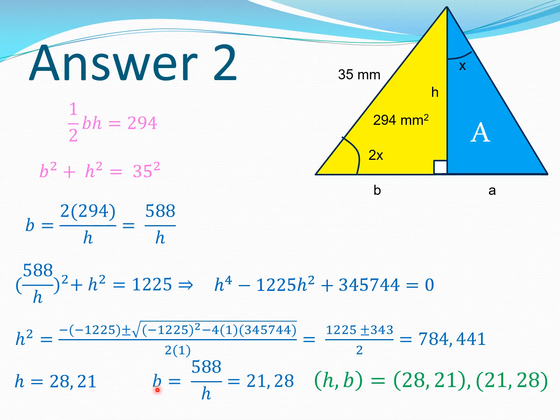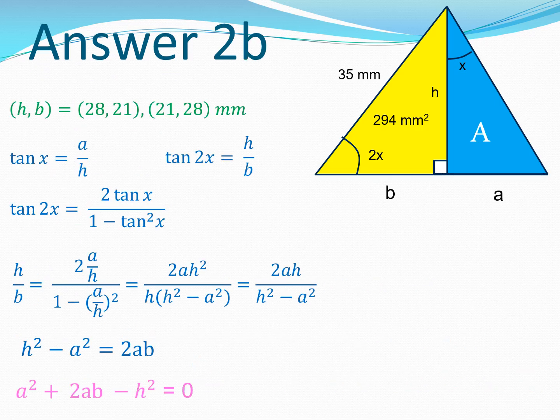Now, of course, I can immediately go back to my equation and write b is 588 by h, which is going to give me 21 and 28. So essentially, I have obtained two solutions, that HB is actually a pair. It could be 28, 21, or it could be 21 and 28. Now we need one more equation, because we have found b and h, but we still need to find a. Somehow we need to use the fact that x and 2x have been given here, and there is a relationship between these two angles.